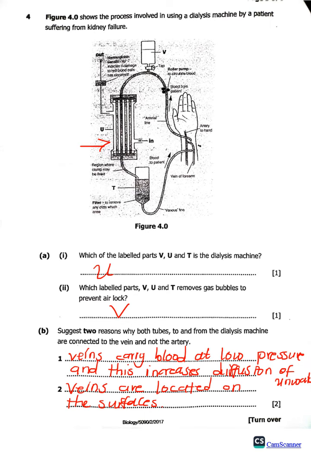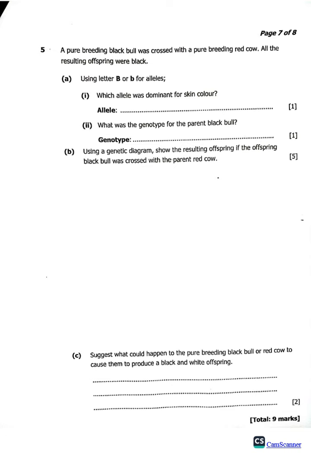Let's look at question 5, the last one. So question 5, a pure breeding black bull was crossed with a pure breeding red cow. All the resulting offspring were black. So pure means this was homozygous. So we have a homozygous black bull and another homozygous red cow. So the two were homozygous, but the offspring were black. So in terms of the red color, this one was recessive to black. Black was dominant. That's why it dominated in the offspring.